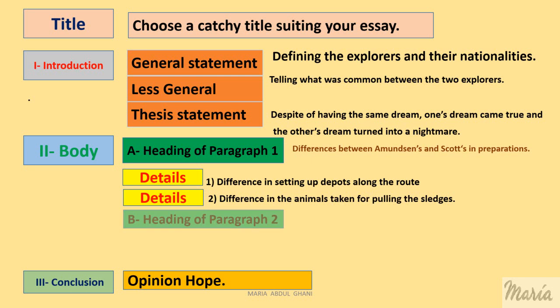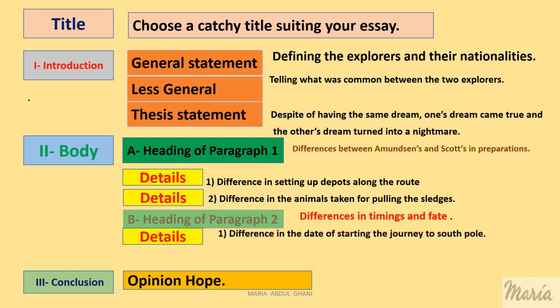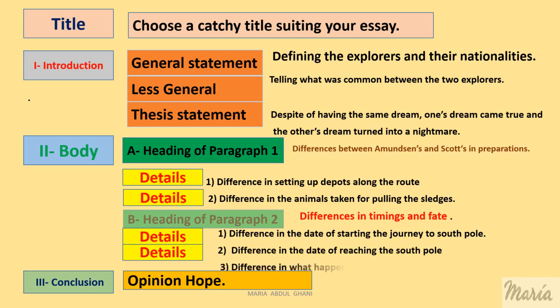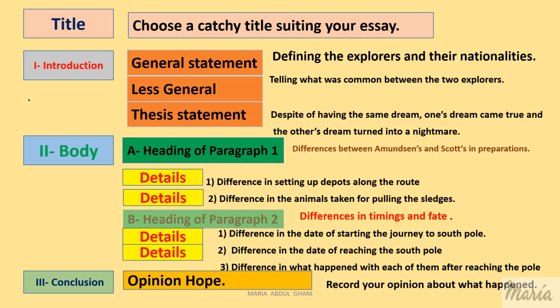Then the heading of paragraph B. Which is the difference in timing and fate? 1. Difference in the date of starting the journey to South Pole. 2. Difference in the date of reaching the South Pole. 3. Difference in what happened with each of them after reaching the pole. In the conclusion, end with your opinion or hope. You can record your opinion about what happened.